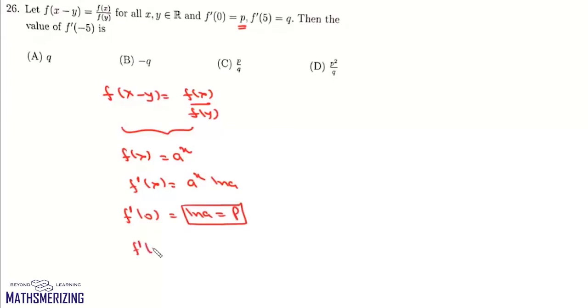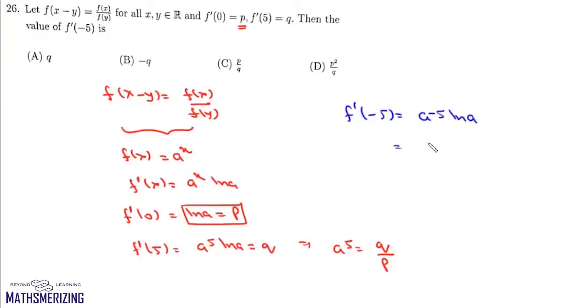Now f dash 5 will be a to the power 5 log a, and it is q. Now log a is p. So from here we can write a to the power 5 equals q by p. Now we need to find the value of f dash minus 5. Now f dash minus 5 will be a to the power minus 5 into log a. Now 1 upon a to the power 5 will be p by q, and log a is simply p. So this value will be p square by q, and that's your option D.